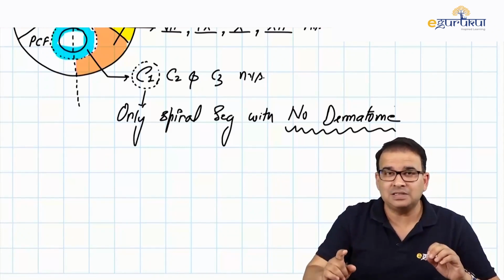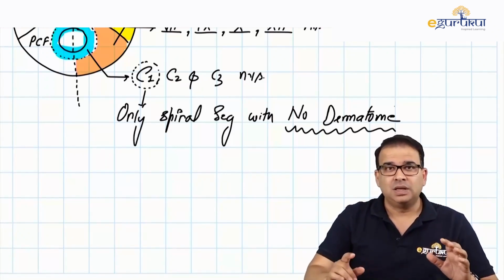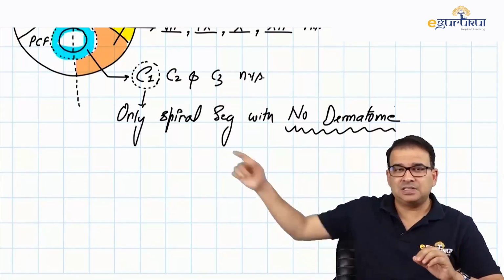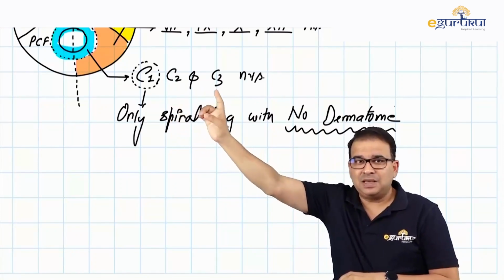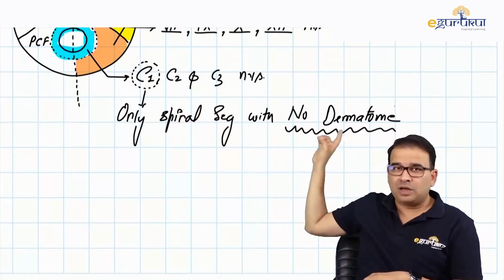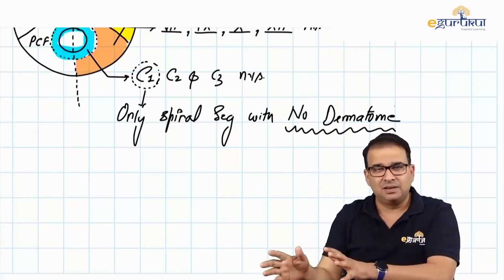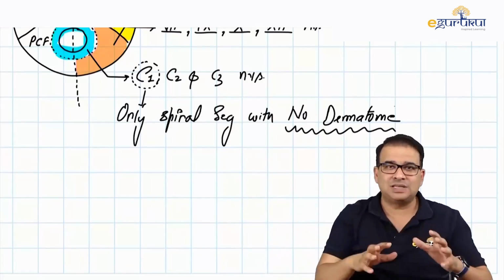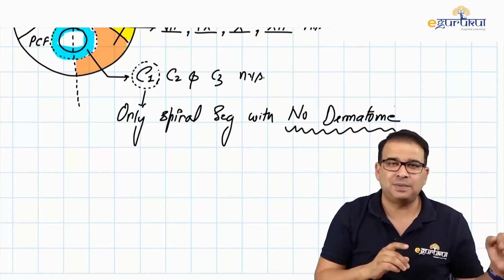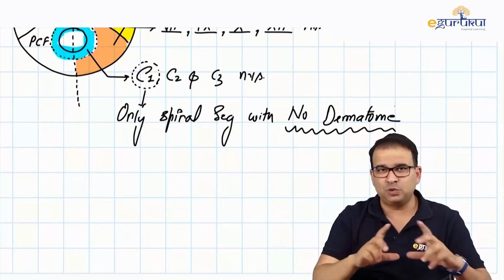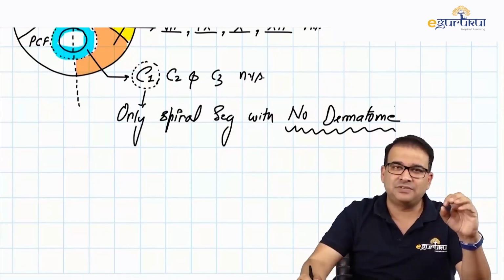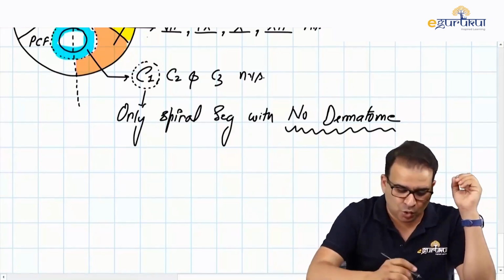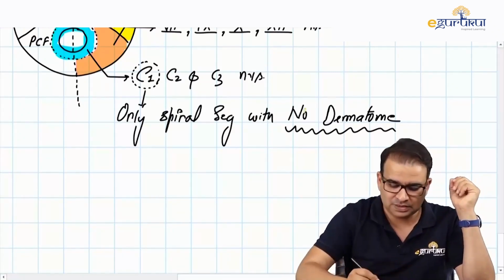But does it mean it is not sensory? No, it is definitely sensory. It is supplying the dura mater. You can see the C1 fibers are supplying the dura mater. I'm saying it is the only spinal segment with no dermatome, so it doesn't supply the skin. But that doesn't mean it is not sensory. It is sensory also, and it supplies dura mater here. So don't mix up the two pieces of information. Yes, C1 does have sensory fibers, but it does not have sensory fibers for the skin. So there are no dermatomes for C1.